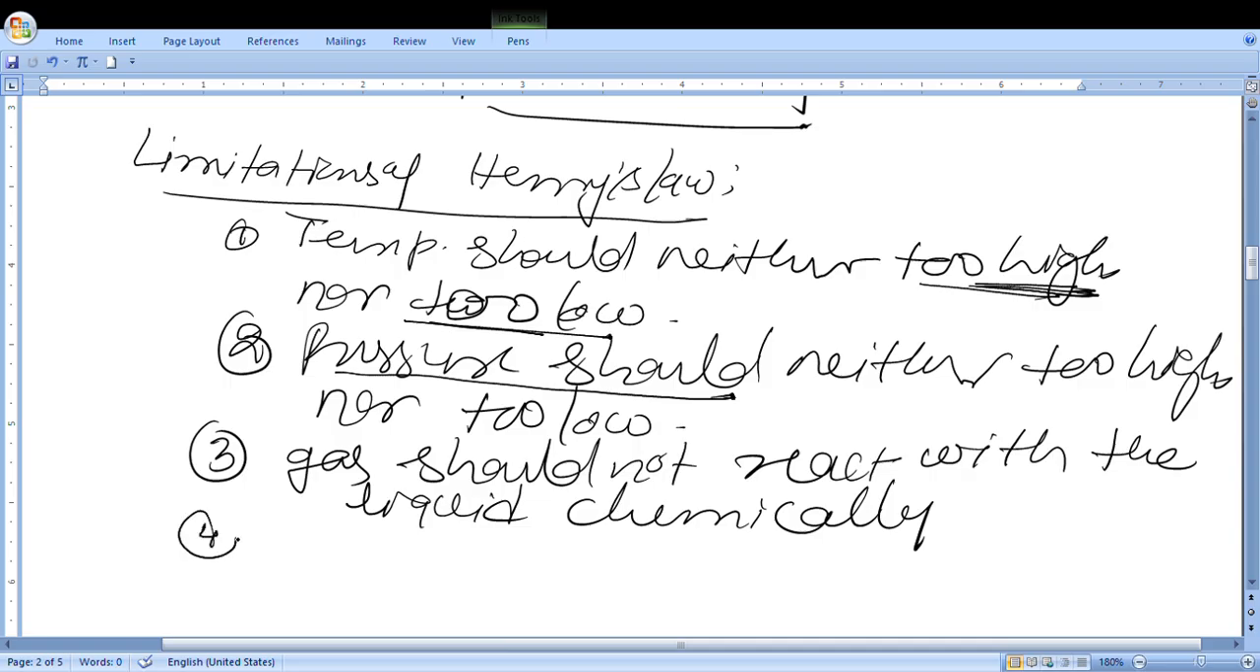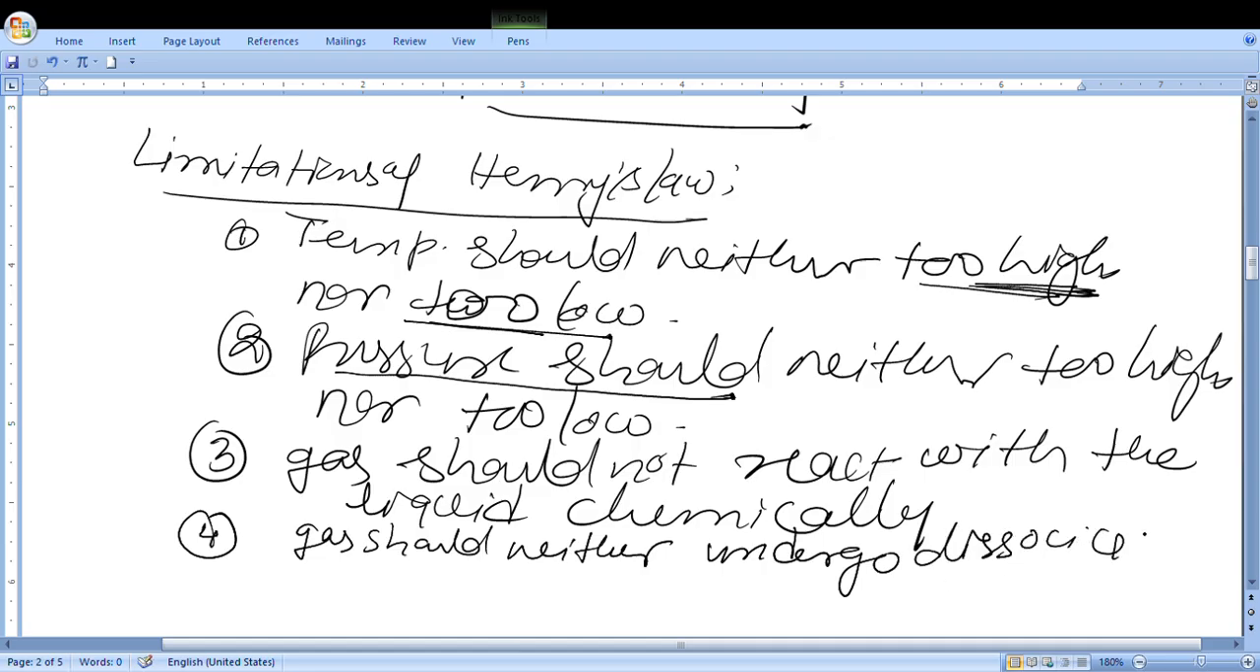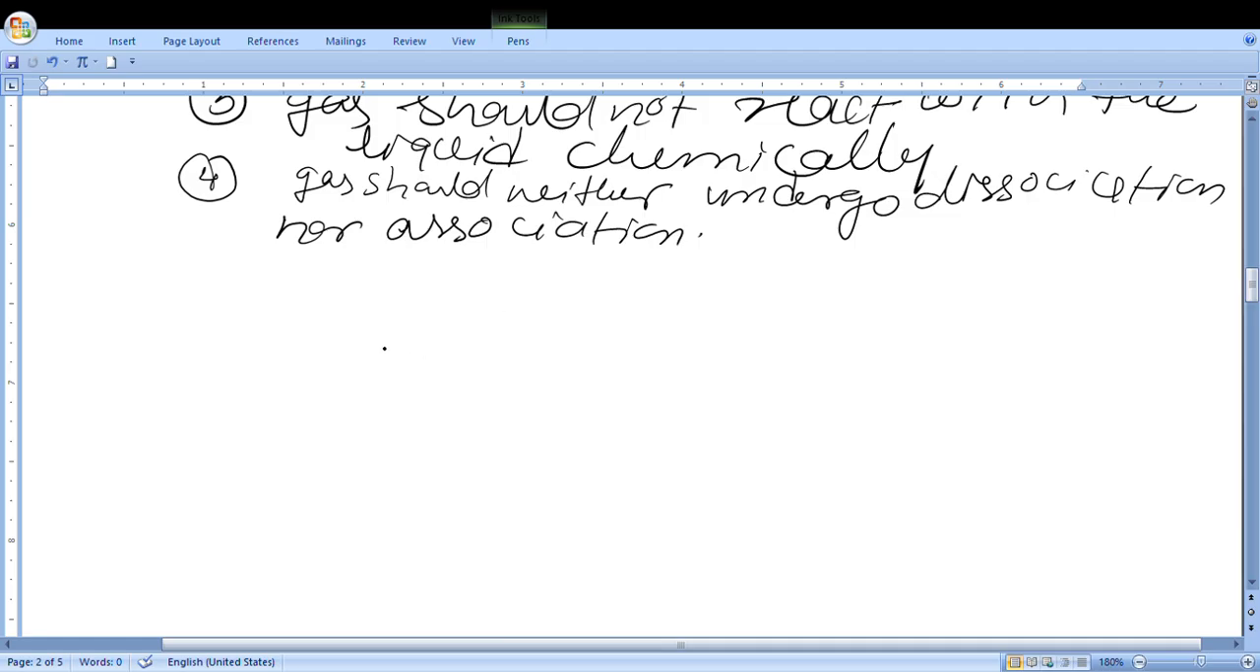Number four, gas should neither undergo dissociation nor association. Gas should not react chemically with the liquid. If it reacts chemically with the liquid, then it will cause a poisoning effect.